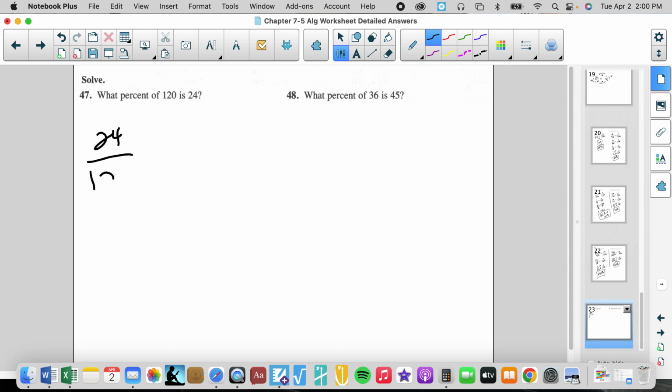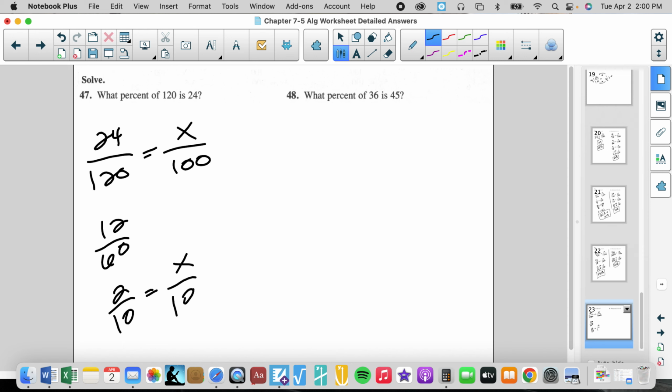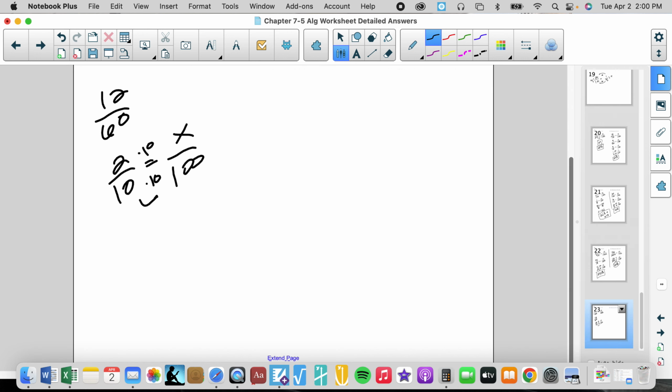Is over of equals x over 100. So 12 over 60. Let's do 6. So that's 2 over 10 equals x over 100. So times 10 times 10. So we get 20%.